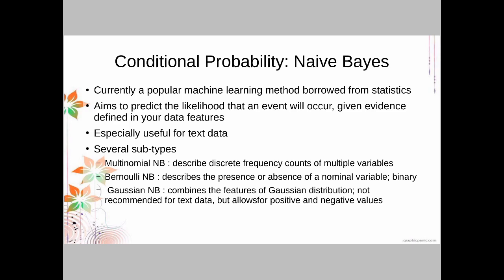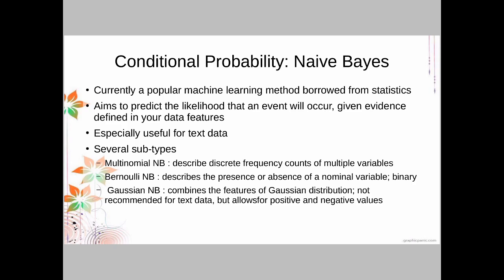Then we have Bernoulli naive Bayes, which describes the presence or absence of a nominal variable. Instead of multinomial naive Bayes, where you analyze a certain document for several keywords at once, for Bernoulli you only have one keyword, but it calculates whether that word appears, for example in page 1, page 2, page 3. If it didn't appear in page 3, it will give you a value of 0. So basically it's binary data: yes, it appeared, or no, it didn't appear. That's Bernoulli.